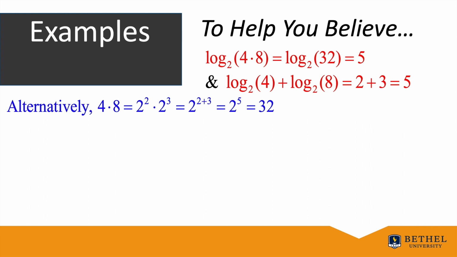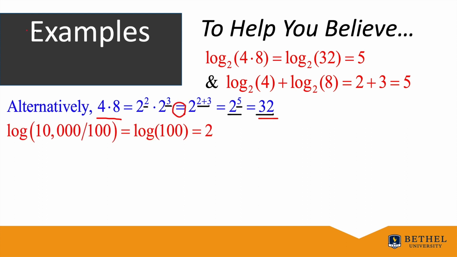4 times 8 is 2 squared times 2 to the 3rd power. Then you can add the exponents to get 2 to the 2 plus 3 power. 2 plus 3 is 5, 2 to the 5th is 32, and of course 4 times 8 does equal 32. The key equality we used was when we added the exponents.